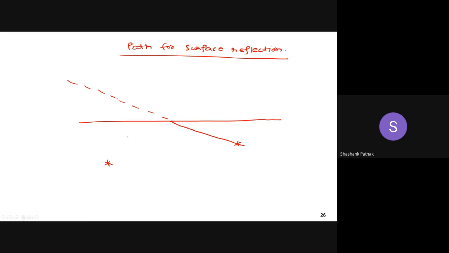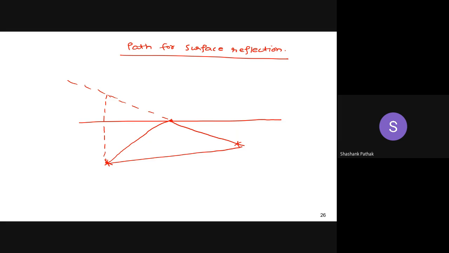Okay, so this ray path was like this. It is hitting here, then it is reflecting like this. Now we are extending this one like this. It's very difficult to make good quality diagrams on this sometimes. Okay, anyways.